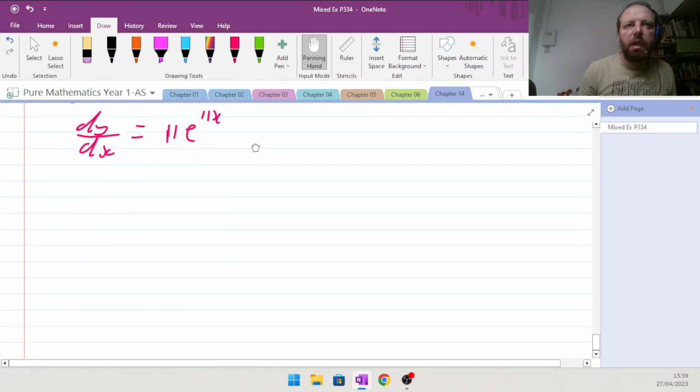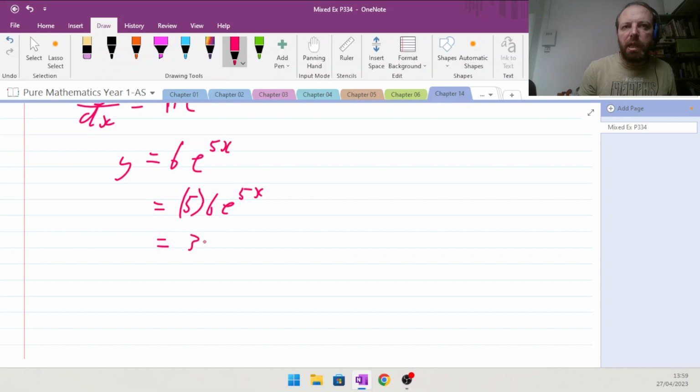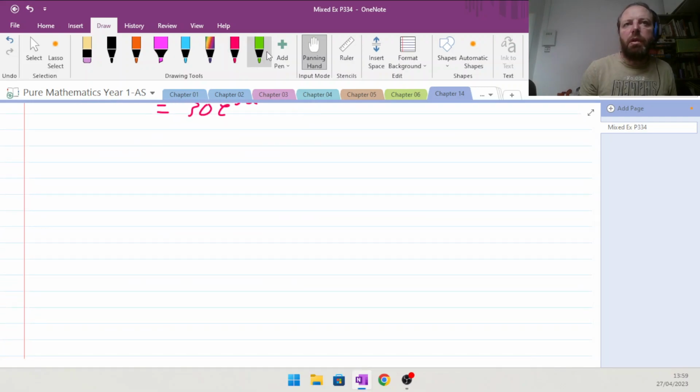And then finally we have y equals 6e to the 5x, and again we have 6e to the 5x, and the 5 comes down, but it needs to be multiplied, so we end up with 30e to the 5x. And that's question 7. Straightforward.